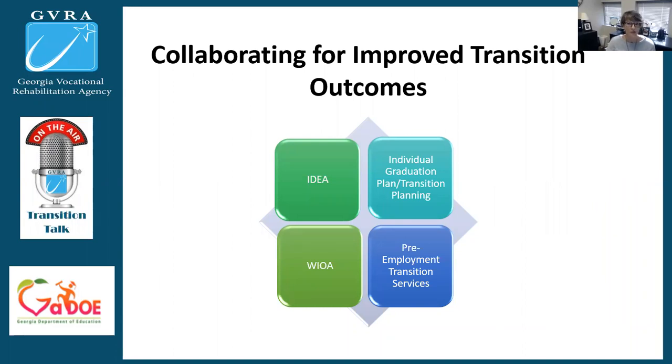The essential components of the transition plan include transition assessments, student input and preferences, post-secondary outcome goals, and lastly, transition goals and activities that assist the student to work towards these post-secondary goals.